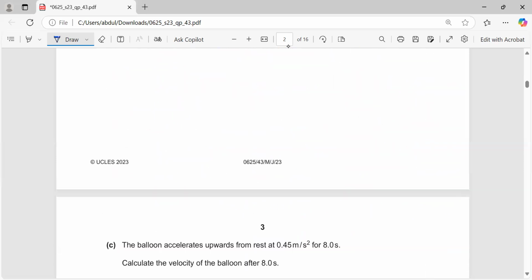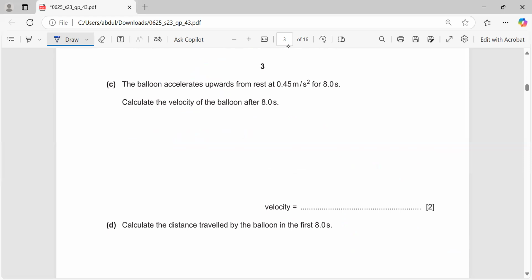Let's move forward. Now, the balloon accelerates upwards from rest. If it accelerates upward from rest, its initial velocity, which can be represented by the letter u, is 0, at this acceleration and for this much time. Calculate the velocity of the balloon after 8 seconds. So they want us to calculate the final velocity. Now, how to calculate the final velocity?